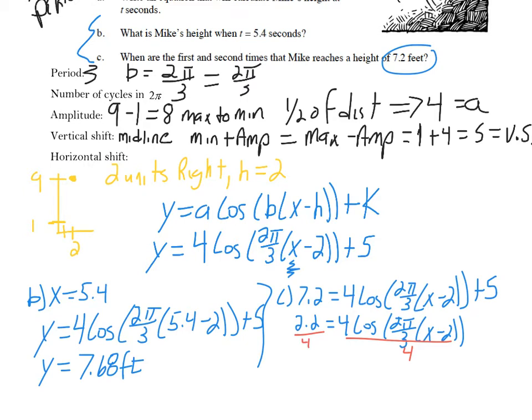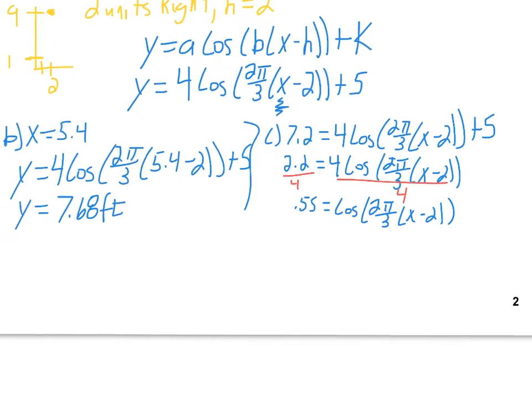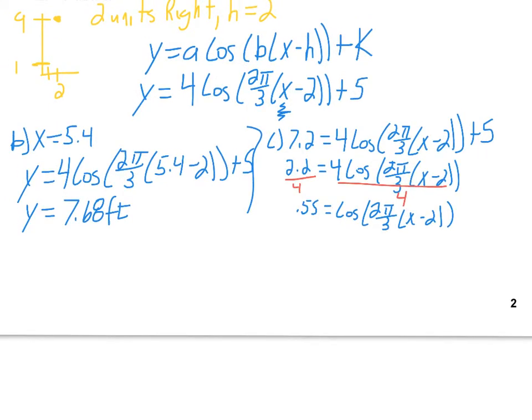And 2.2 divided by 4 is 0.55, and that has to equal the cosine of 2 pi over 3 times (x minus 2). Now at this point, you're going to take the inverse cosine of both sides.